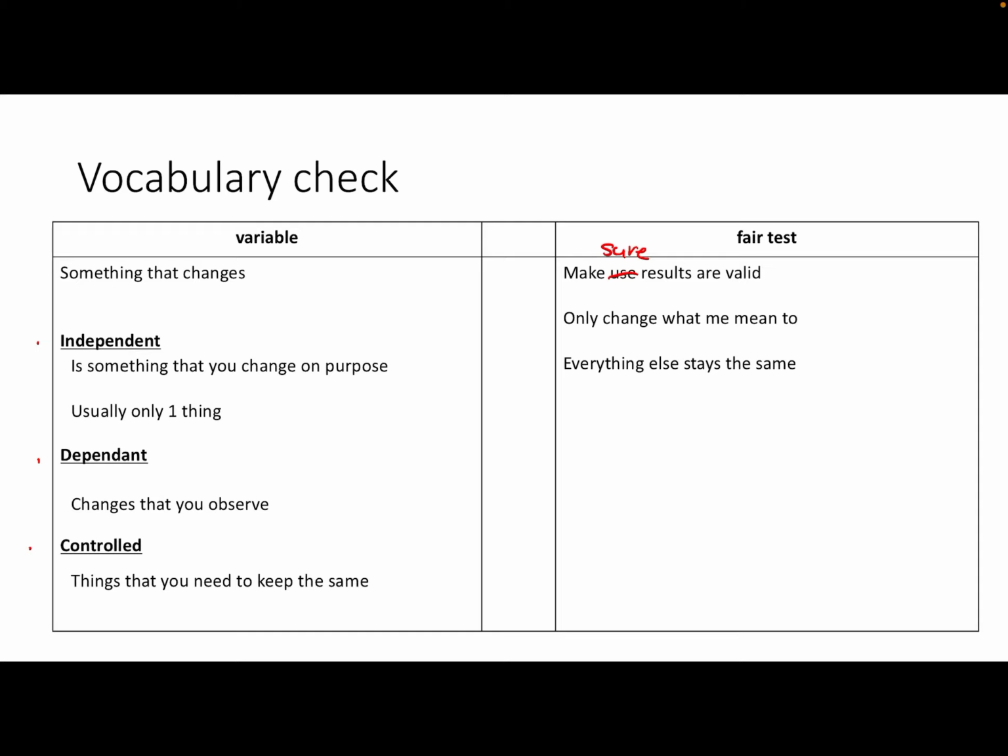So what do you think? We've got our independent variable. What did we choose to change? We chose to change the type of flooring. That's what we chose to change. Some of you chose to change the object that you rolled.